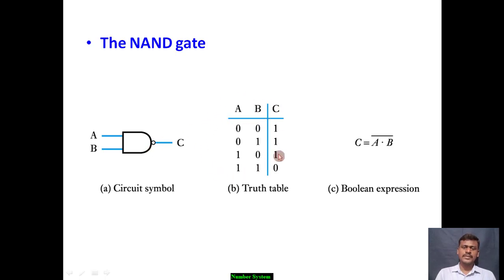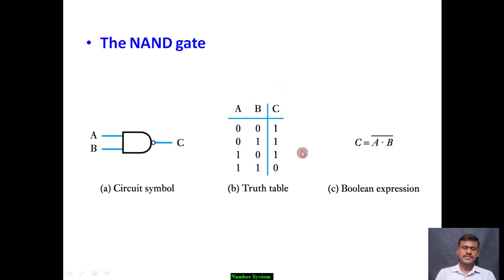So the truth table is: provide 0 0 as an input, it will give you a 1, and if you give 0 1, it will give you 1; 1 0 gives 1, and 1 1 gives 0. As we have attached the NOT gate in front of the AND gate, it will invert the output of the AND gate, right? In case of AND, the result will be 1 only when the input is 1 1, but in case of NAND, the output will be 1 for all the remaining cases except 1 1.